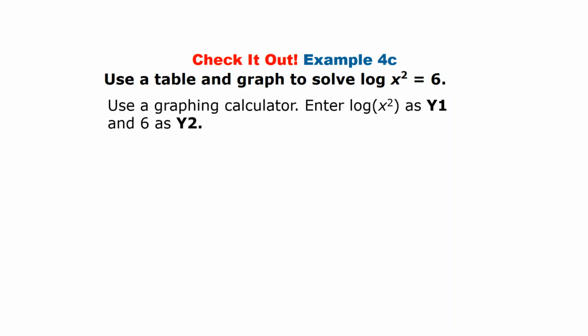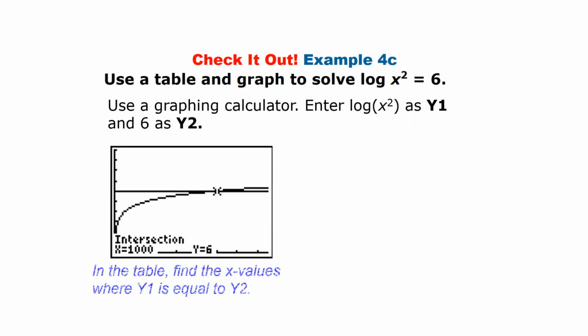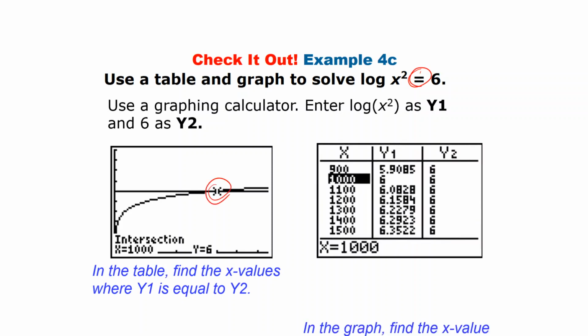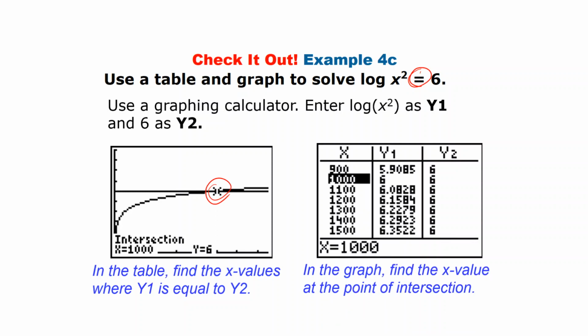All right, so you should have been able to put in y1 log x squared and in y2 6. So now we want to know when they're equal. You can look at the graph. They're going to be equal when they intersect each other. I prefer looking at the table. You can see when they're equal is there'll be 6, 6, when x equals 1,000.